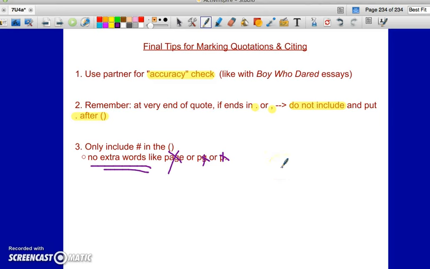I hope this helped you with citations and marking quotations, and good luck on applying this to your essay.